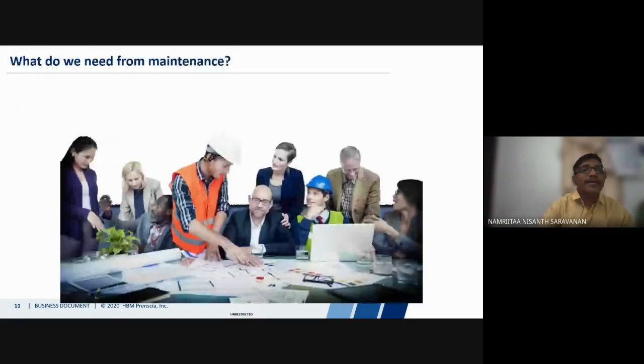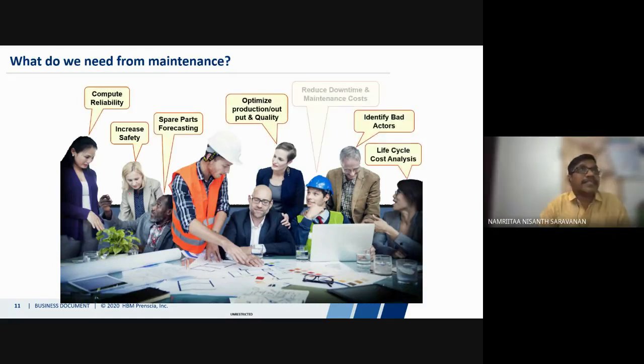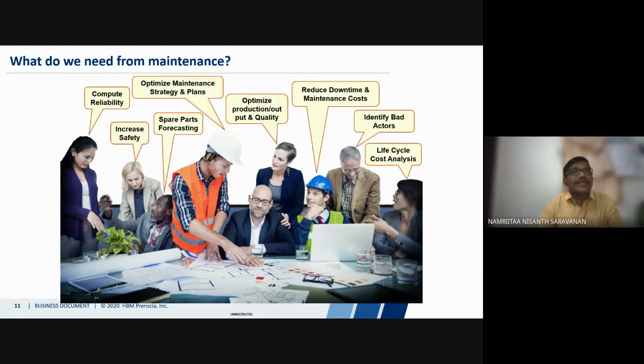Okay. So what do people expect from the maintenance guys? Say somebody says, hey, I want an increase in safety. I want to forecast the spare parts. I want to optimize the production output and quality of output. I want to reduce the maintenance cost and reduce the maintenance time. So where are the bad actors? That means, what is the bad situation happening in the system? So ultimately, as a life cycle cost.